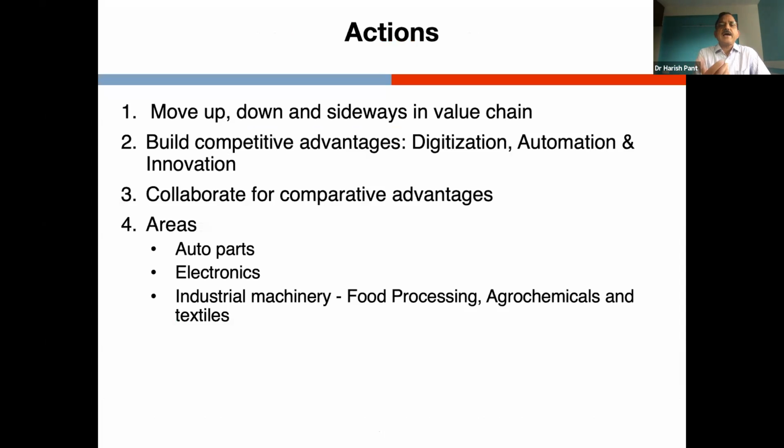A few action points came to my mind, which I would like to share. It is very essential to move up, down, and sideways in the value chain. Take an example of mobility. In mobility, if you are just making IC engine vehicles, that is not going to fetch you future market share. Now there is a whole lot of disruption happening in automotive, wherein e-vehicles are coming, autonomous vehicles are coming, shared mobility is coming.